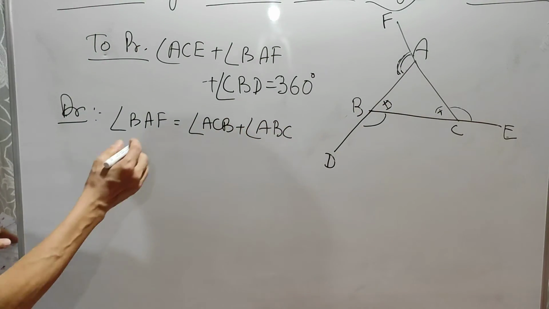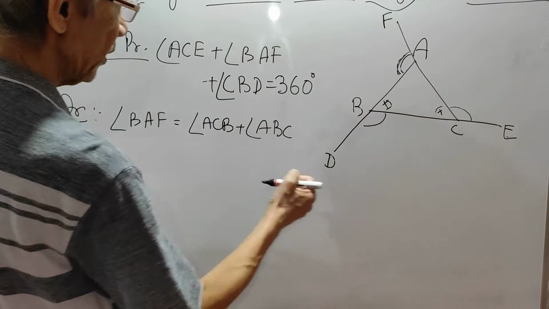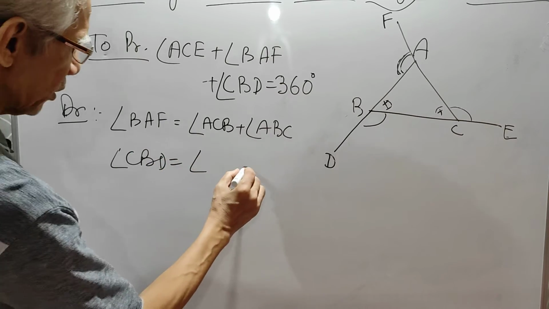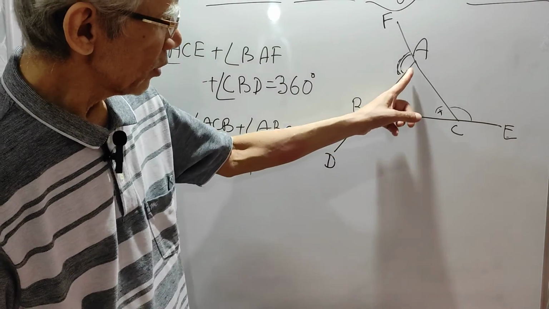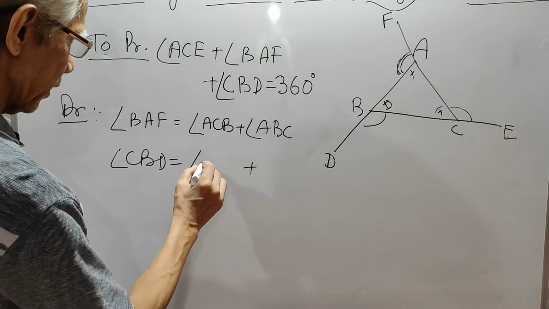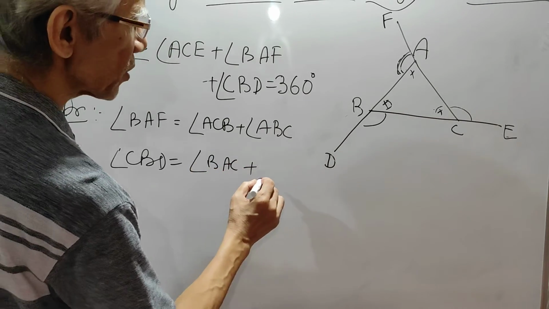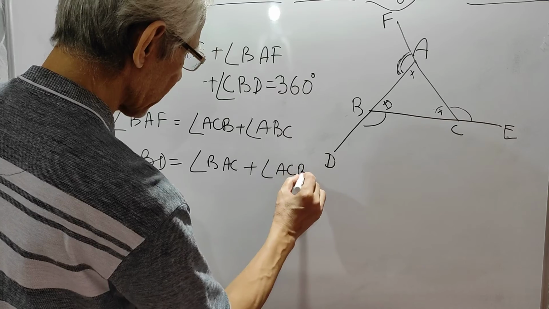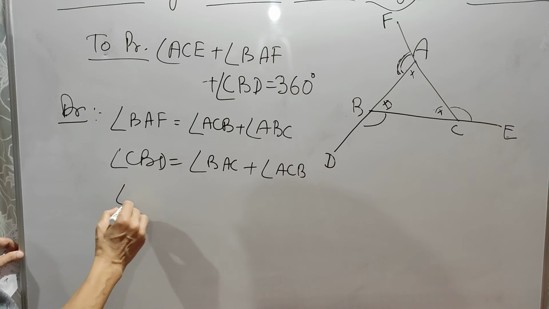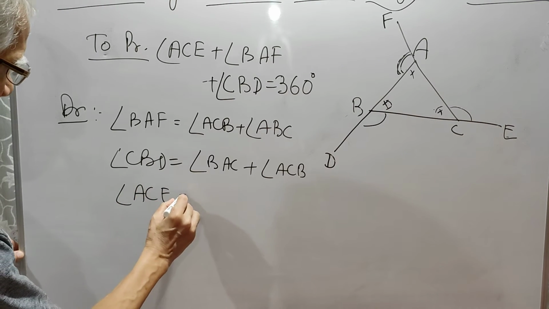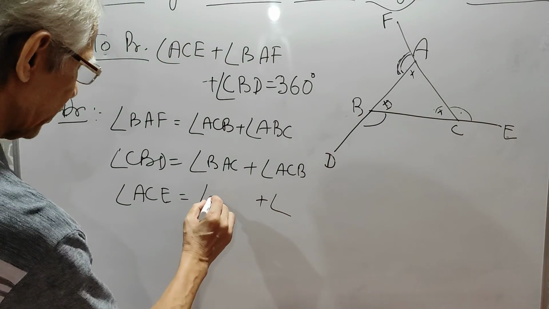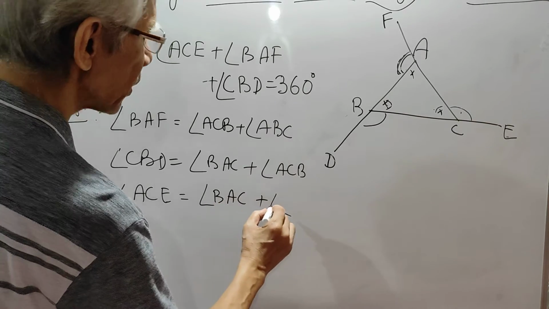That theorem. Okay. Then at B, CBD. So CBD equals which two? Now this angle is equal to this plus this. That means angle A plus angle C, that is angle BAC plus ACB. All right. Then lastly this angle ACE, the external angle ACE. So this is equal to the sum of which two internal angles? A plus B, that means BAC plus ABC.